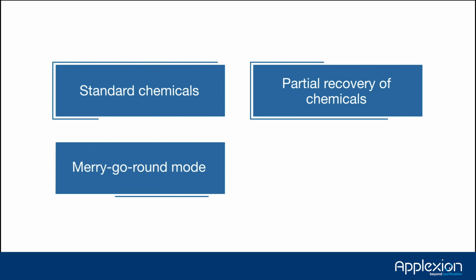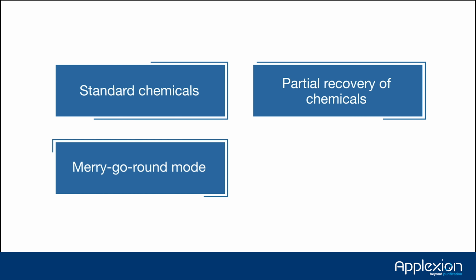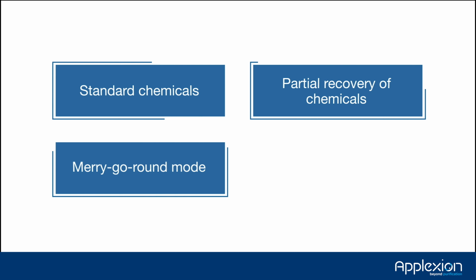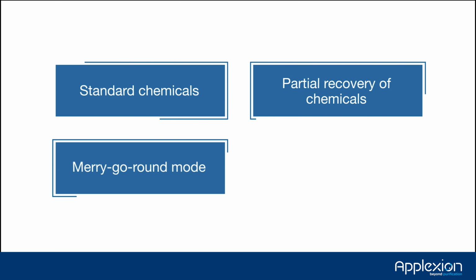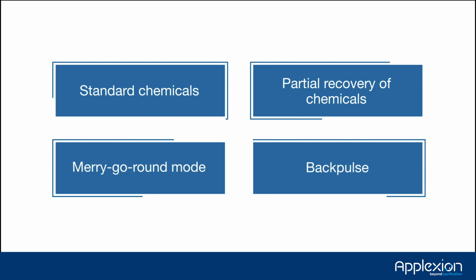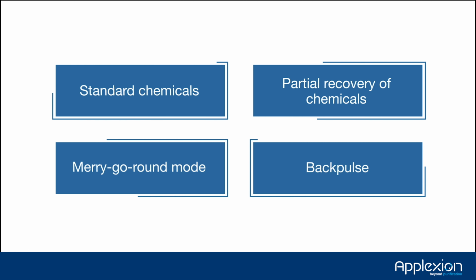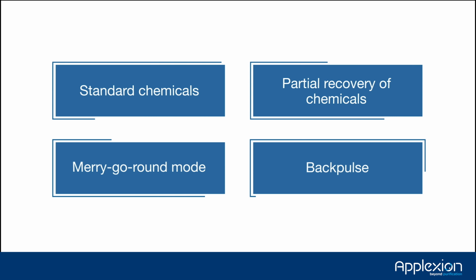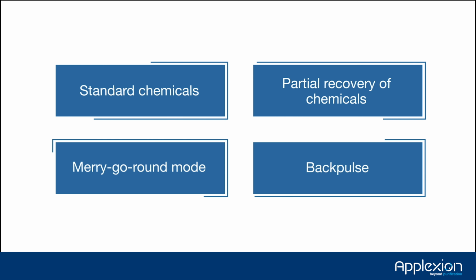With a merry-go-round operation, you can isolate only the portion of the membrane unit that requires cleaning and keep the rest in production. In specific cases, you can also use a back pulse function in order to increase the production time between two cleanings. This function will be detailed in the next video tutorial. All these features allow to minimize cleaning cost and maximize time spent in production, thus maximizing productivity.